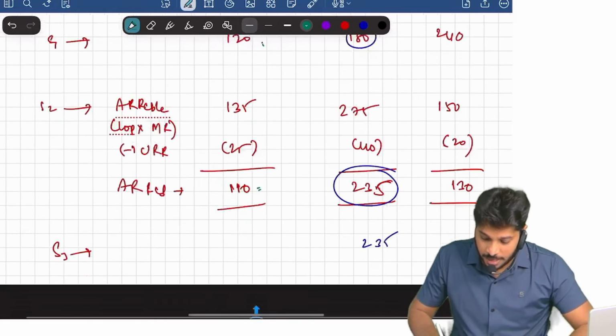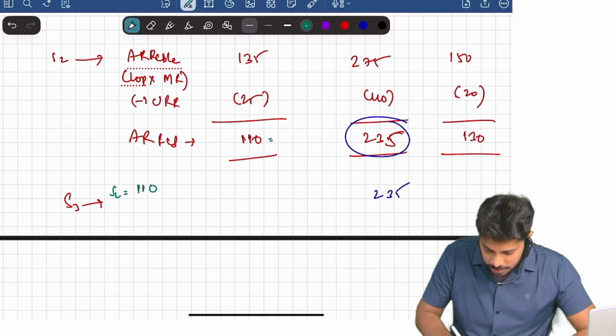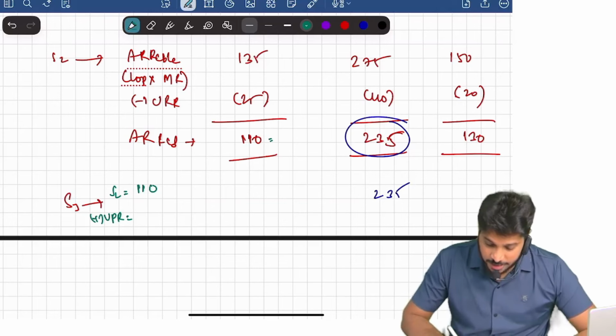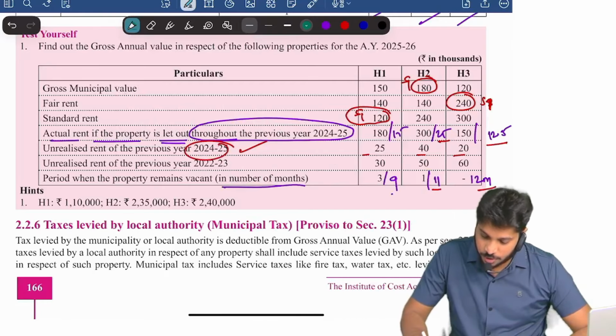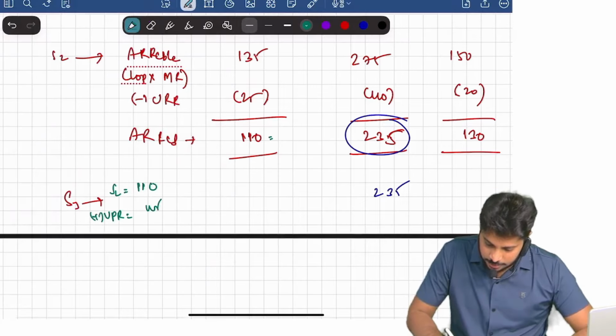Okay, fine. I will do one thing here. What will I do? Original step 2 how much? 110. For that I will add vacancy period rent. Now vacancy period was what? 3 months. 3 into 15 how much? 45, correct? So therefore it is coming to 155.